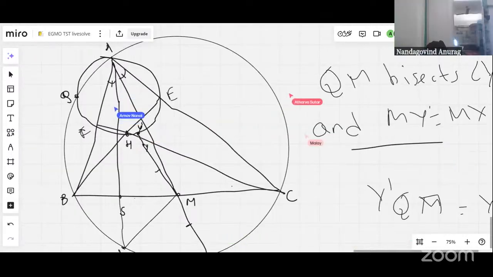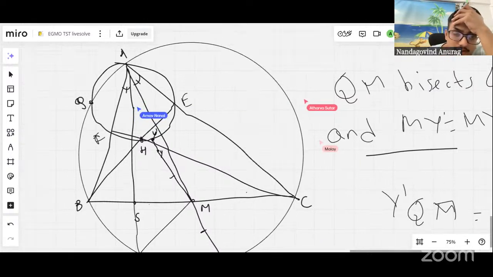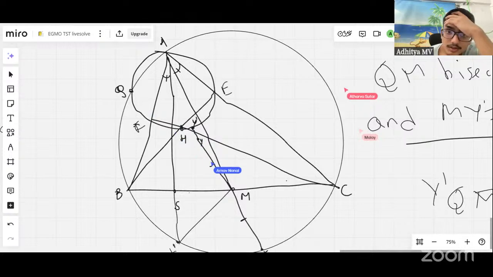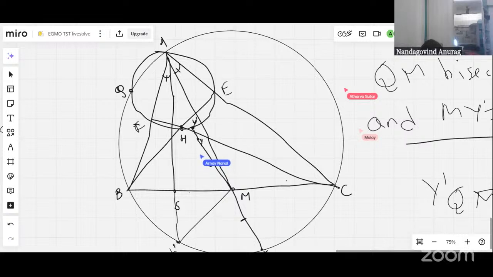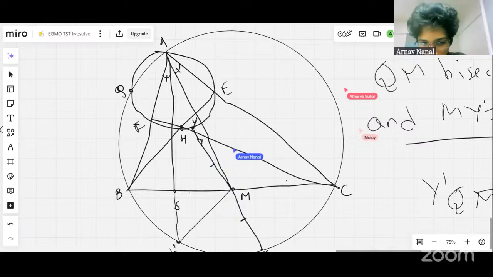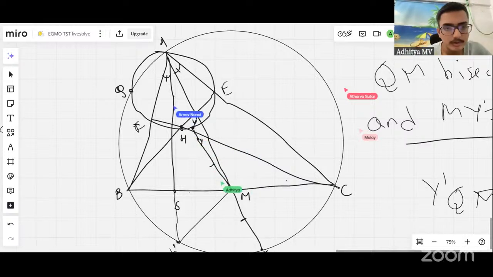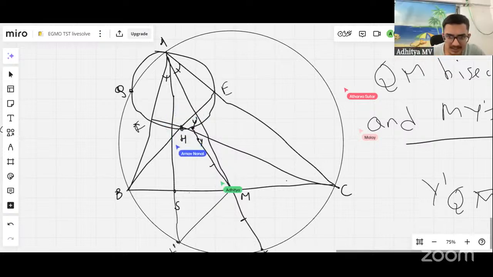So Y dash QM is Y dash QH, right? Y dash QM is Y dash QH, which is Y dash AH. Why is it Y dash QH? QMH are collinear. Oh, collinear, okay, I thought it was minus. Which is Y dash AH.